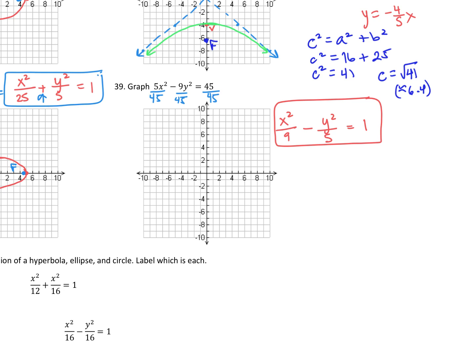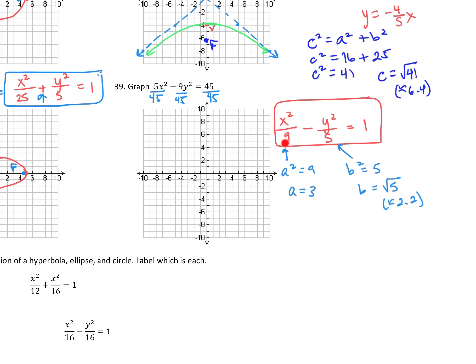All right, so with a hyperbola, the a squared is always going to come out of that first fraction. So a squared equals 9, which means that a is 3. Our b squared is coming out of the second fraction, so b squared is 5. So b is equal to a square root of 5. And we saw that, I think in the last one, that's about equal to 2.2, if we need to use that for any graphing.